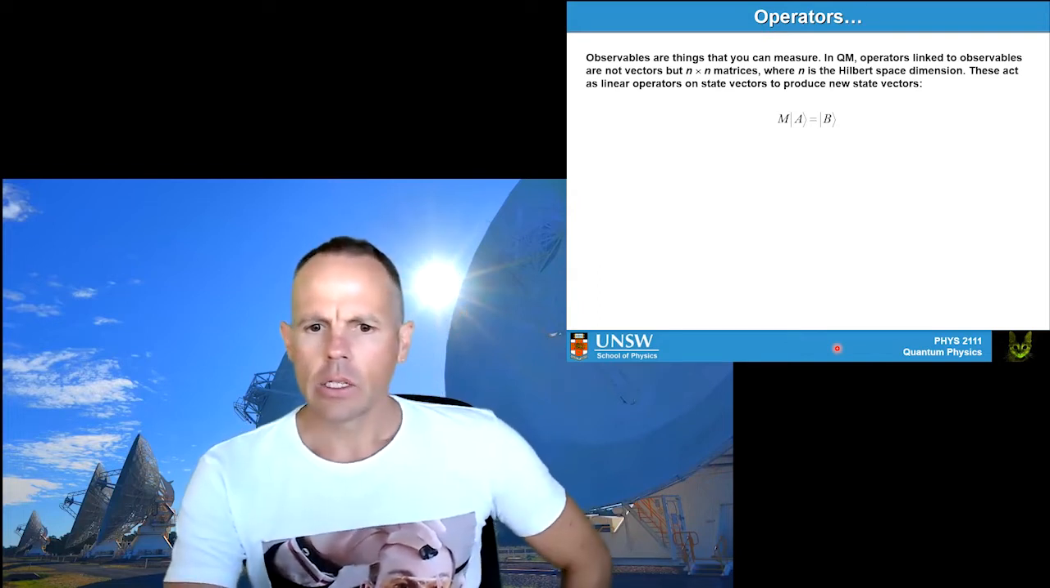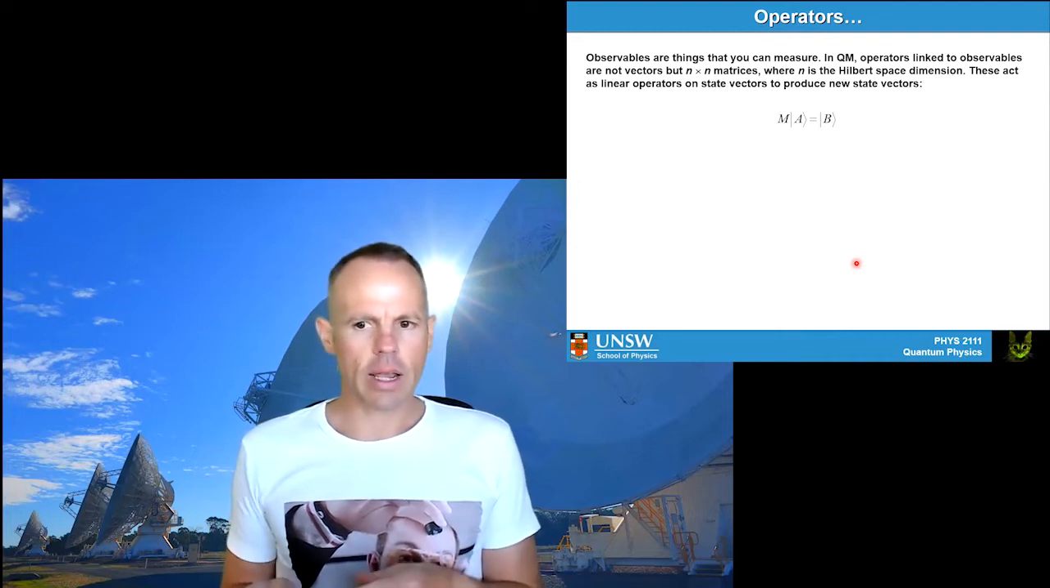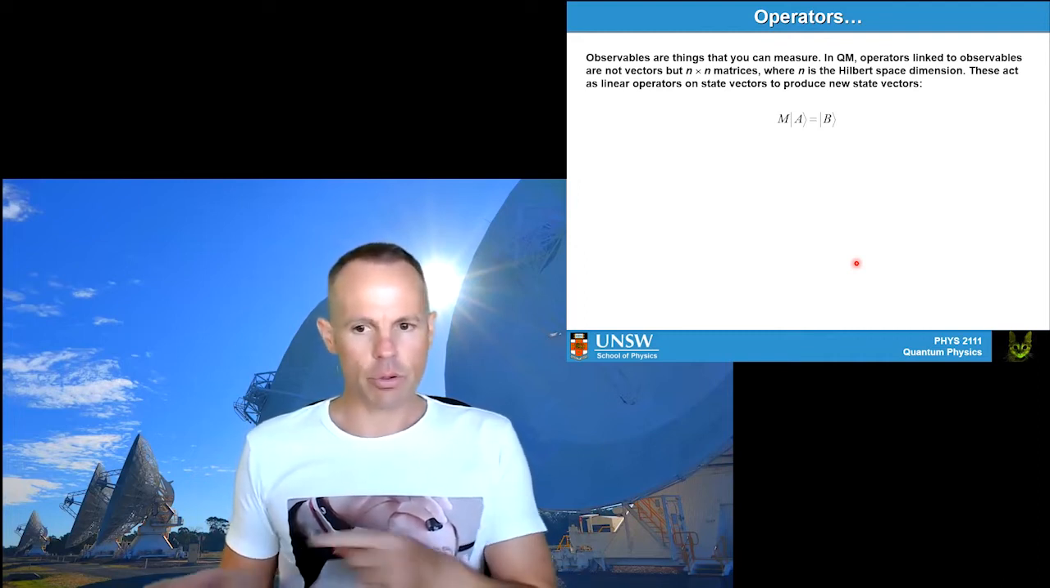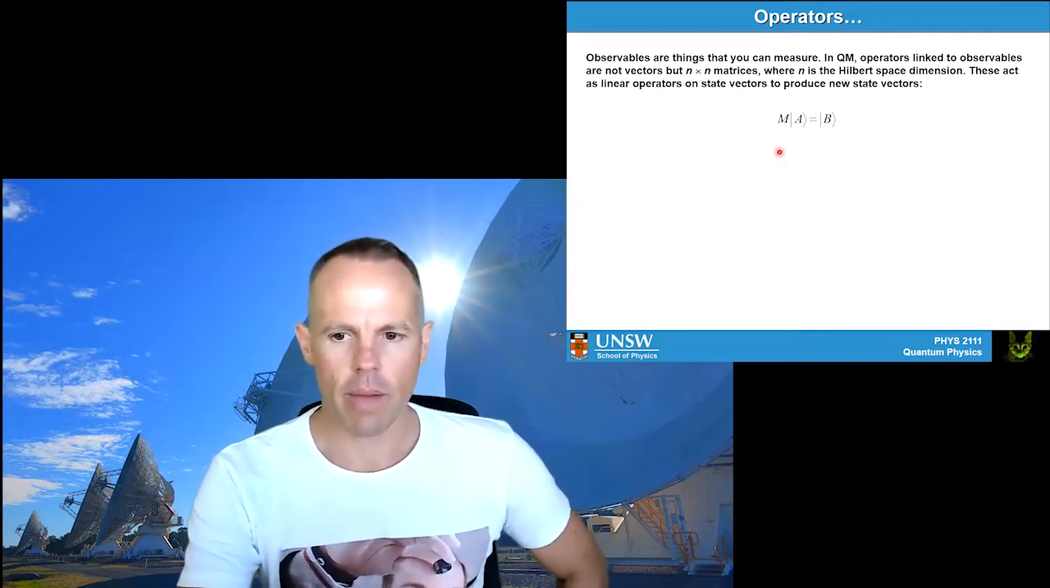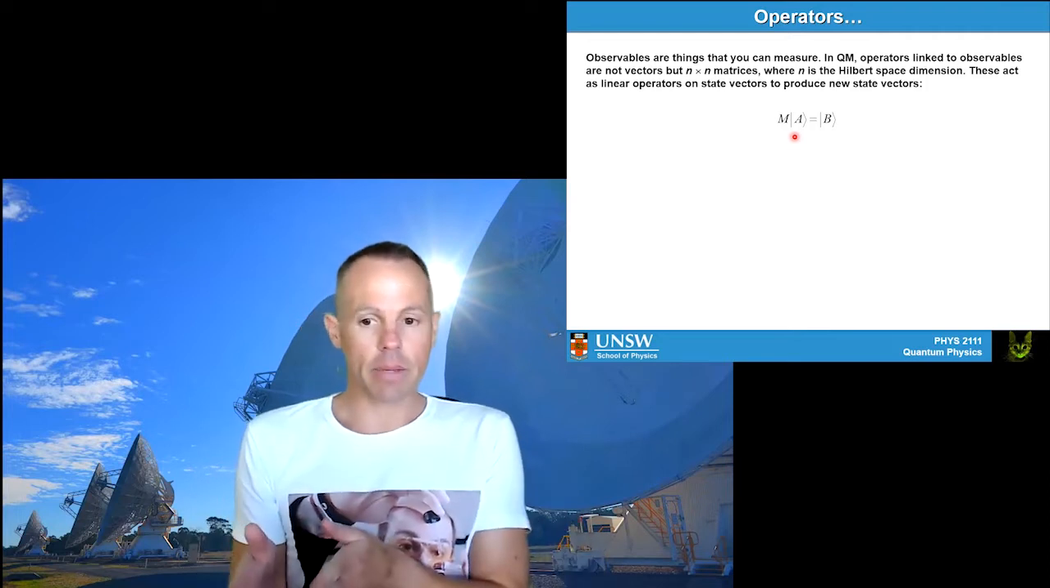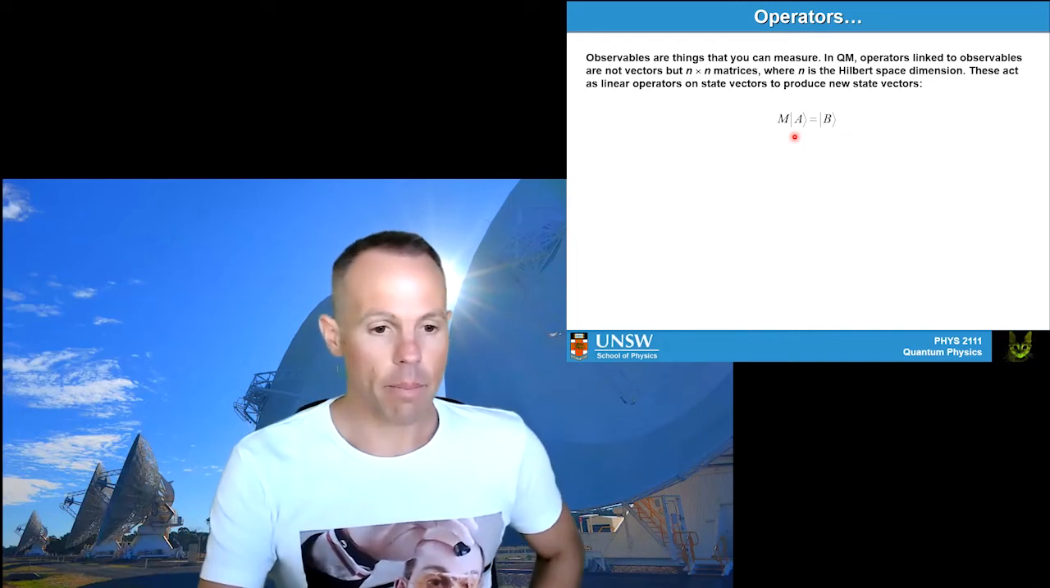Okay, so operators are matrices. They operate on state vectors, and when they do so, they produce a new state vector. So to look at this just from a mathematical perspective, what we have is some matrix M. We multiply it by some ket A, and that will give us some new ket B.